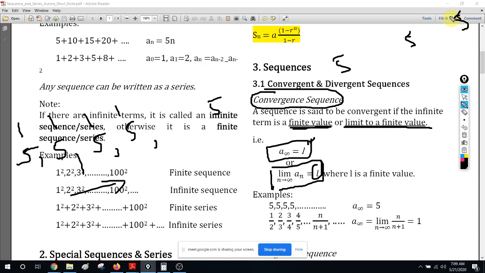ඔයා හිතුවොත් මේ very large number එකක් ගැන මම දන්නේ නැහැ, very large කොහෙද තියෙන්නේ කියලා මට කියන්න පුළුවන් 100ක්... 5, right? So therefore this is a convergent sequence. Why? The infinite term is a finite value. In this case, that finite value is what? 5. 5 is a finite value, right? So therefore a sequence like this is a convergent sequence, right?